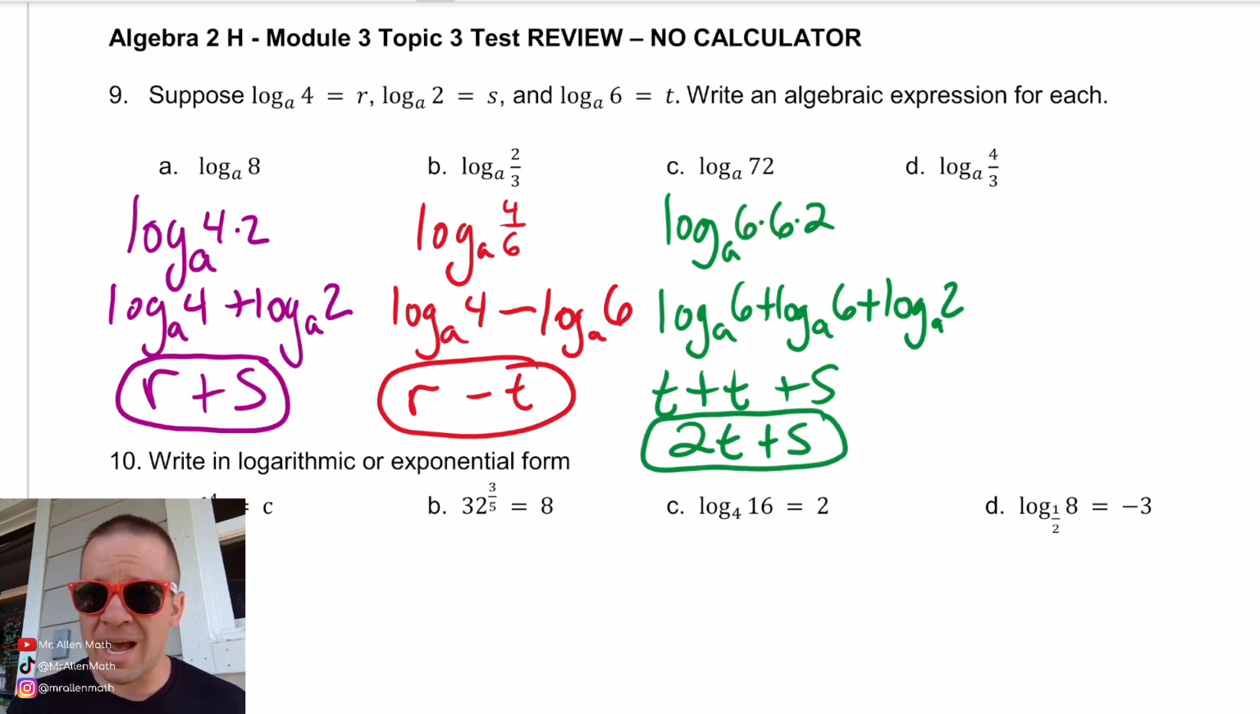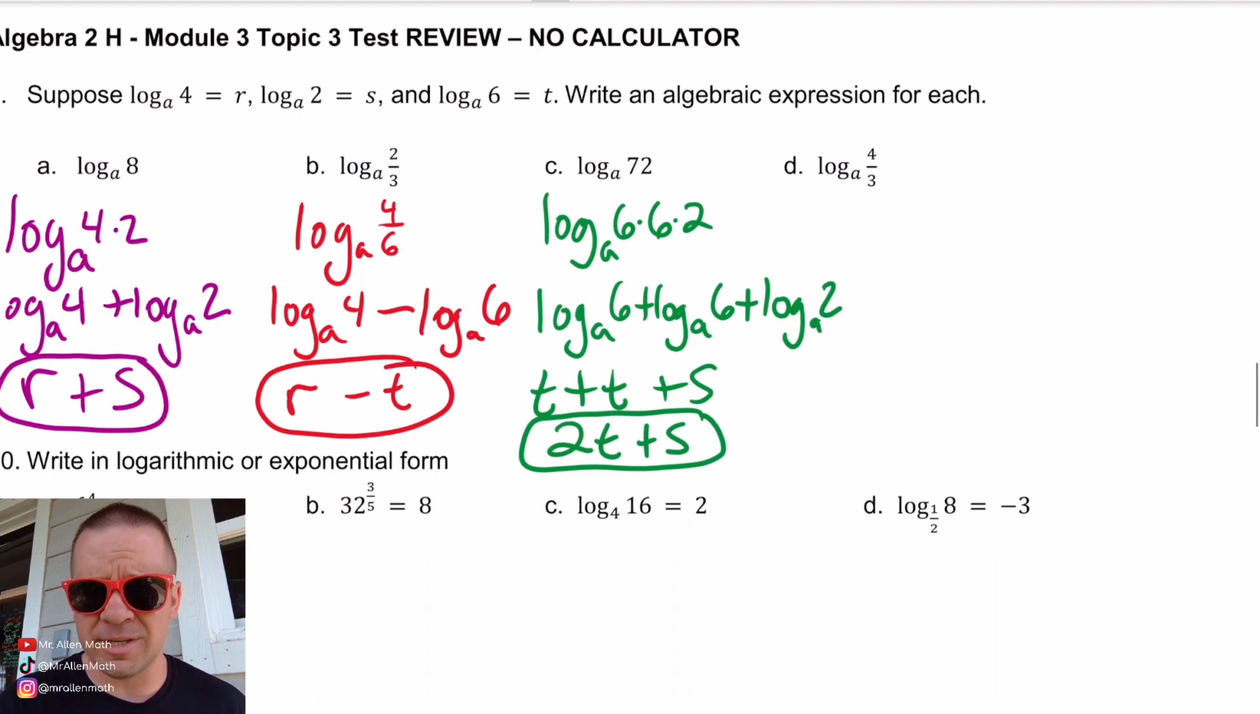Beautiful. If you'd like, you could have done 6 squared, moved the 2 as a coefficient in front of the log, and then gotten the 2T that way as well. Either way, whatever floats your boat. All right, there we go.